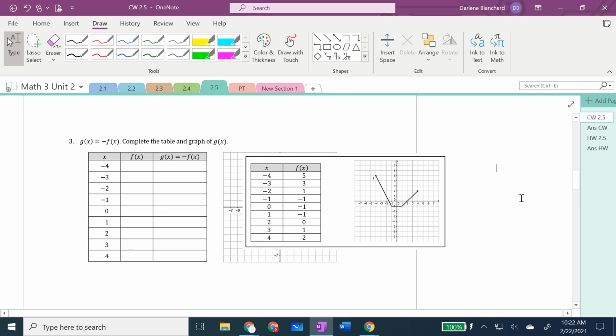I'm going to do this one a little bit quickly. If I'm going from x to f of x, then I'm basically just writing this column down. So I'm just going to write it down real quick. 5, 3, 1. Negative f of x just is multiplying by negative 1. If I multiply 0 by negative 1, it's still 0.